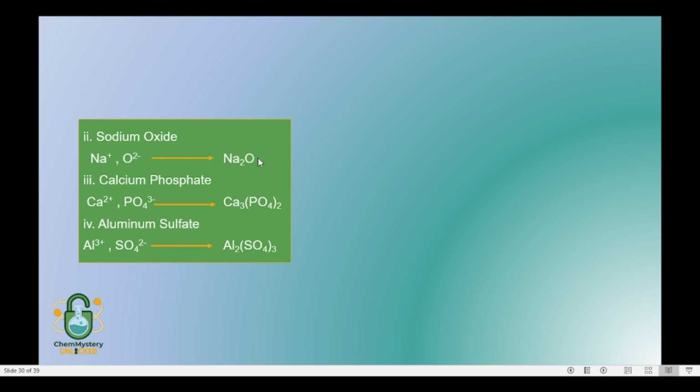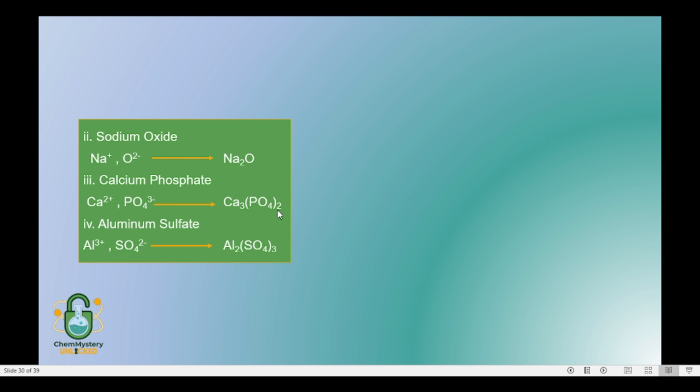Now calcium phosphate. Calcium has a charge of 2 plus, phosphate has a charge of 3 minus. So we just cross over the valencies. So 3 comes over here with the calcium and 2 comes over here with the phosphate. We ignore the charges, always remember. So it is Ca3(PO4)2, and the 2 comes outside the bracket.